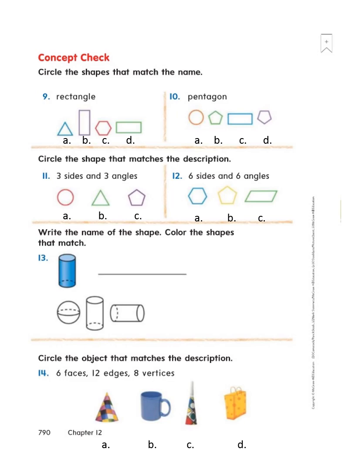It says circle the shapes that match the name. This is for numbers 9 and 10. What I want you to do is write down the letter that is connected to this. So I want you to read the word in number 9. It's rectangle. Which are rectangles? And there can be more than one answer. For number 10, which of those shapes, A, B, C, or D, are pentagons?